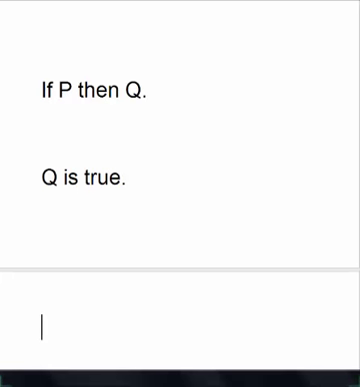Simply because I affirm the consequent and say that Q is true does not mean that P is true. I can't assert anything about P. I don't know that P is false, but I don't know that it's true either. Why? Because Q is a necessary condition for P being true, but it is not a sufficient condition.